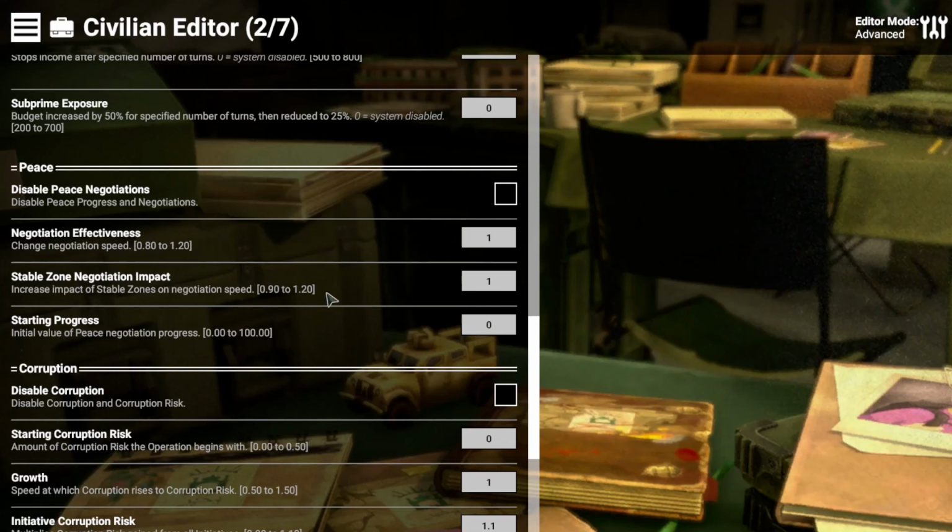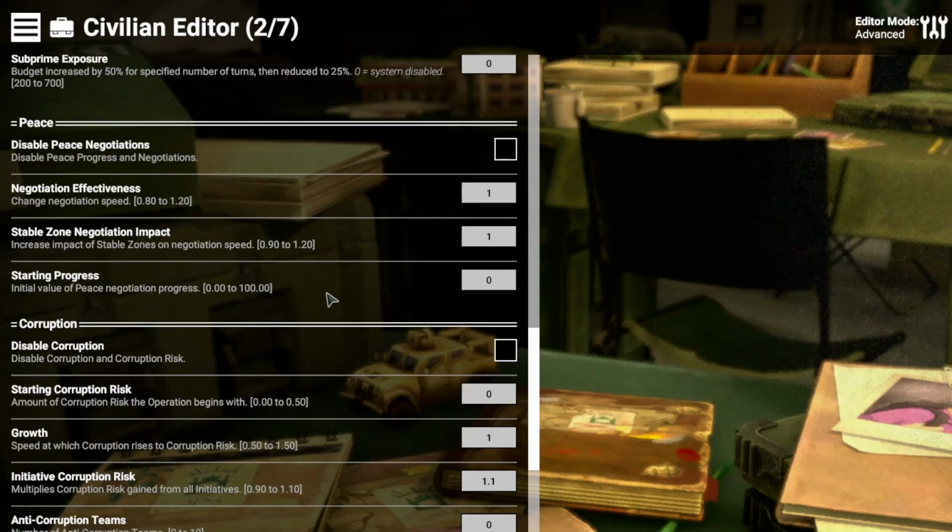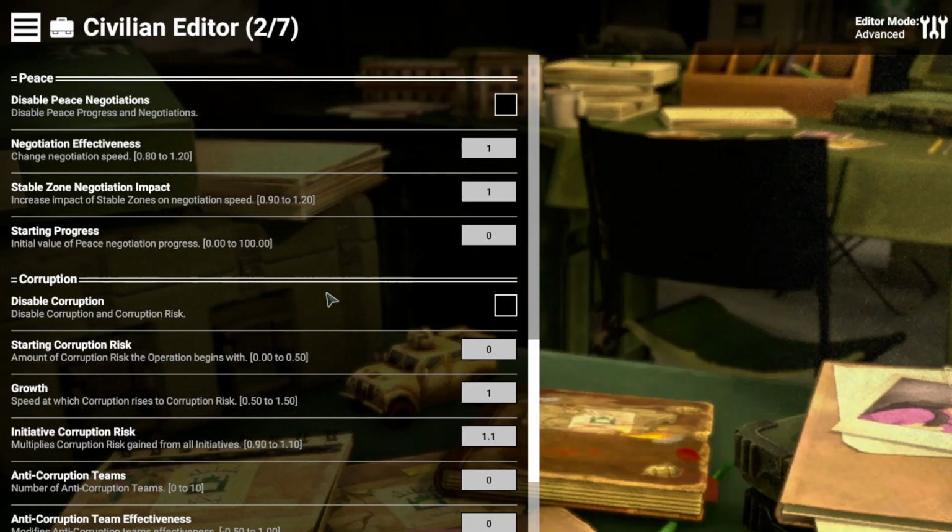Disable corruption, starting corruption risk, self-explanatory. Growth: how fast corruption catches up to corruption risk. Higher values equal faster. On mega brutal, it's almost instant.